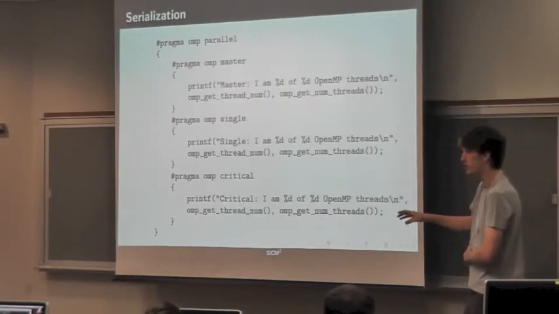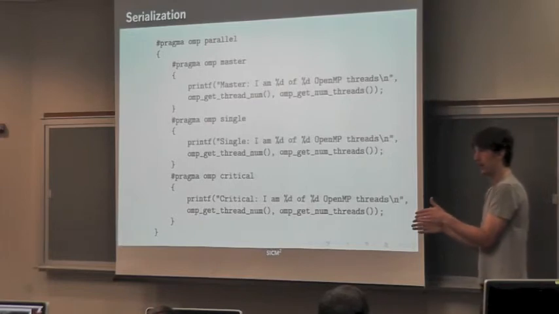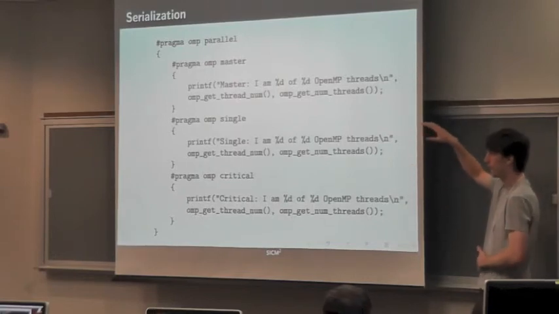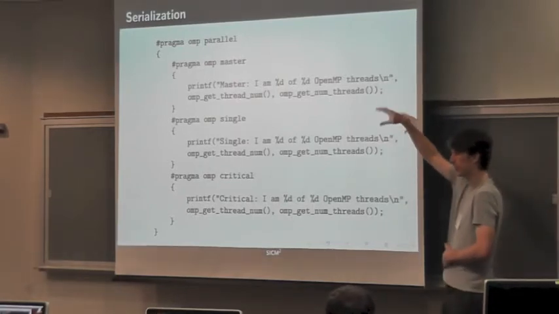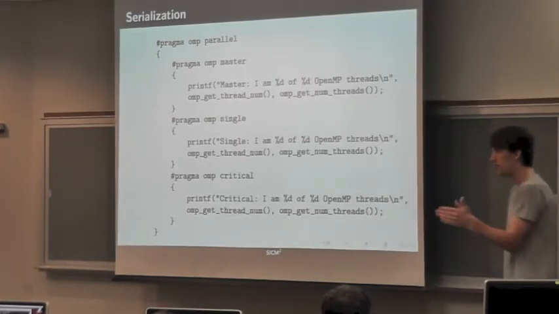Okay, so if you need to write to a file, and all your threads can write to the file, but they can't be writing at the same time, then you put critical around it. If you only want to write the file from one thread, then you do single or master. Okay, these are sufficient to unparallelize your code as necessary.